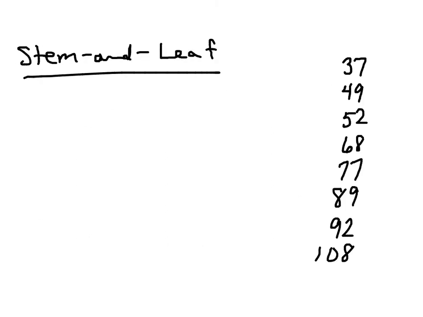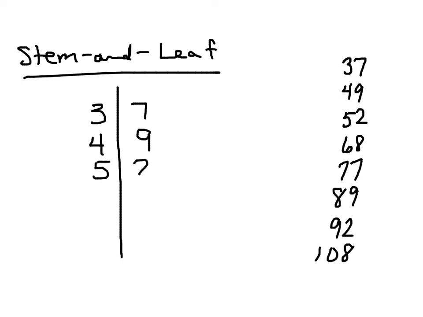Then to make a stem and leaf plot, you have your data, like so. And then what you do is you take everything that's not a ones digit. So for instance, when we're going to draw this, we're going to do 3, and then we're going to make a line, and then the 7 is going to go on this side. And then a 4, 9, 5, 2.